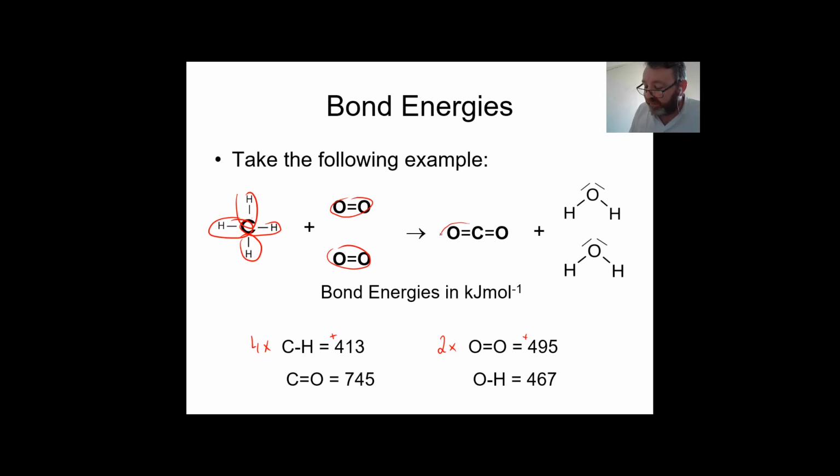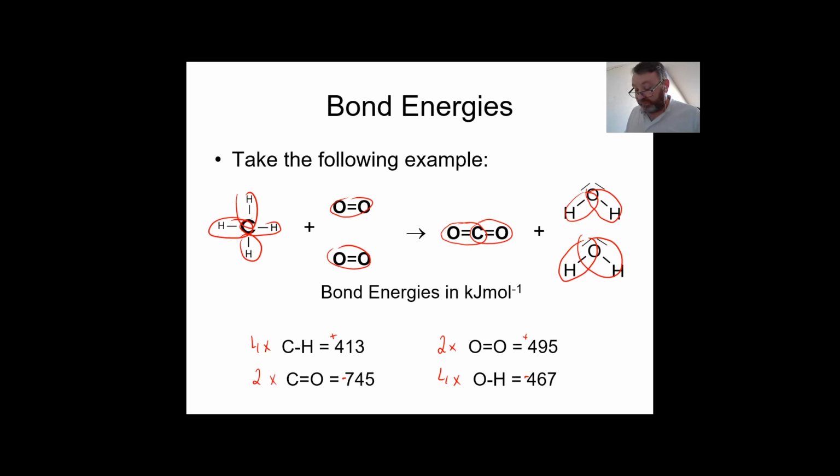Now go over the other side. I am creating a C double bond O there and a C double bond O here. So I'm creating 2 of them, and because I'm creating them, that means I'm releasing that energy. And also, I'm creating an O-H there, there, there, and there. So I'm actually creating 4 of them, which means that will be released 4 times.